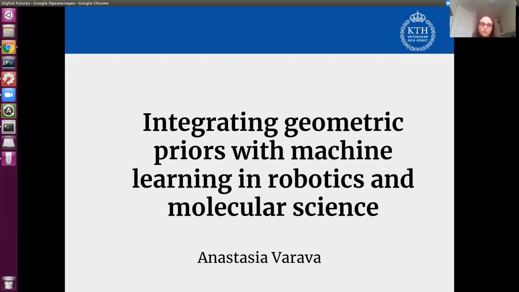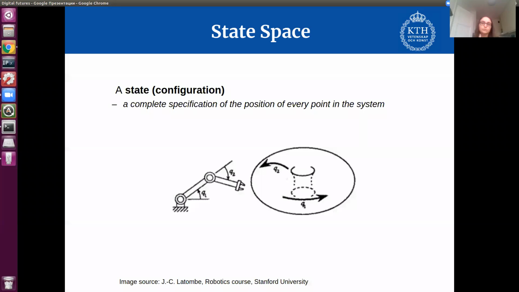That's what I'm going to talk about today. So in robotics and generally in many kinds of applications, one basically will have a system that is evolving over time, so some kind of dynamical system. It's very important to have the notion of a state space. So basically it's the set of all possible states or configurations of a system that can be described as a topological space, speaking in mathematical terms.